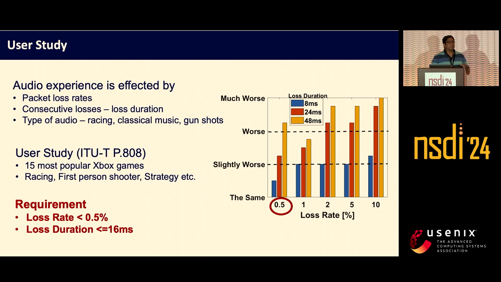And not very surprisingly, what you see is essentially anything above 0.5% loss, both in audio and video, people start experiencing artifacts. So this sort of sets a standard. This is where we want to go. Ideally, even lower than 0.5%, but at least that's the baseline, right? And we can't have consecutive packet losses more than 16 milliseconds. The moment that happens, you start to detect that.